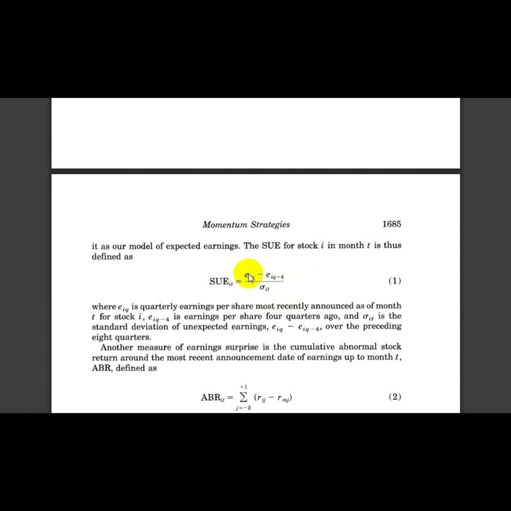So basically they're saying, what is the difference? It's a percentage of the current difference over what's normally that difference. So is the current earnings surprise more or less than what it normally is?